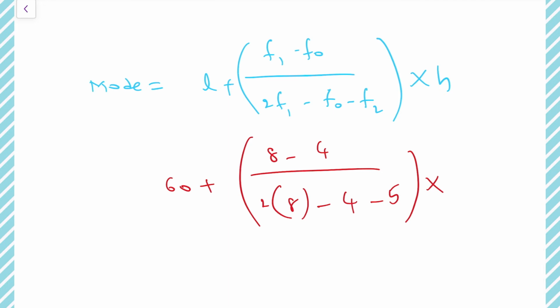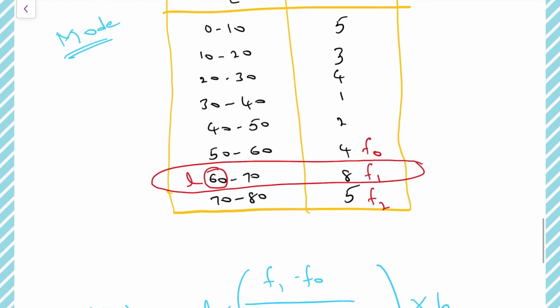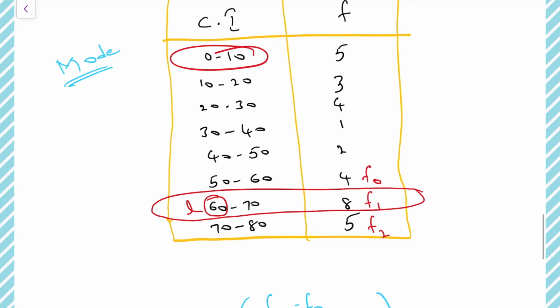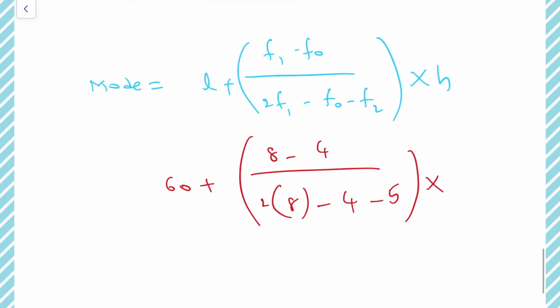What is H then? Height of the class interval. So any class interval you take and just subtract. 0 to 10, I am taking subtraction. 10 minus 0, 10. So H value will be 10.